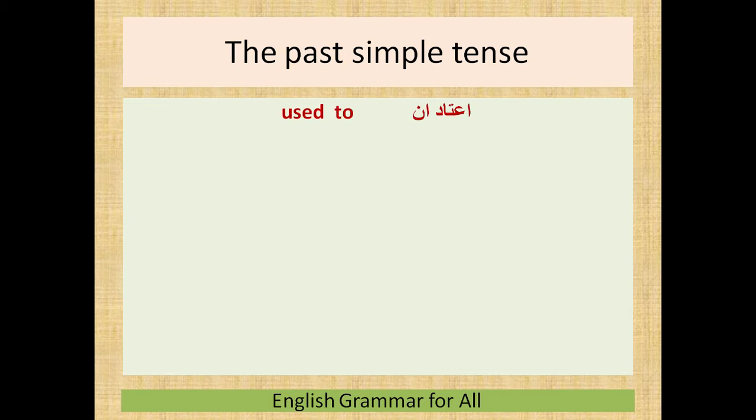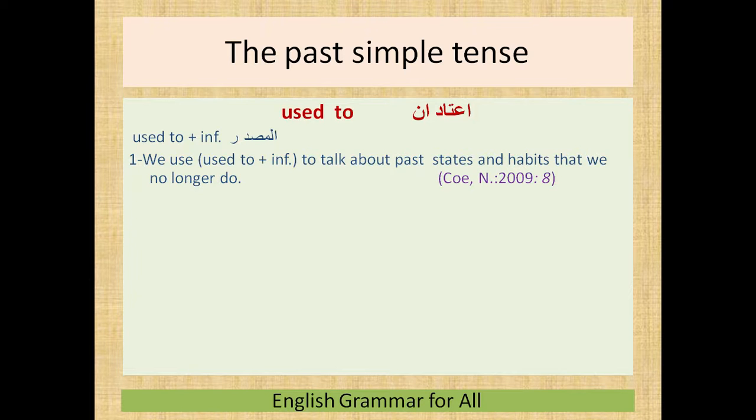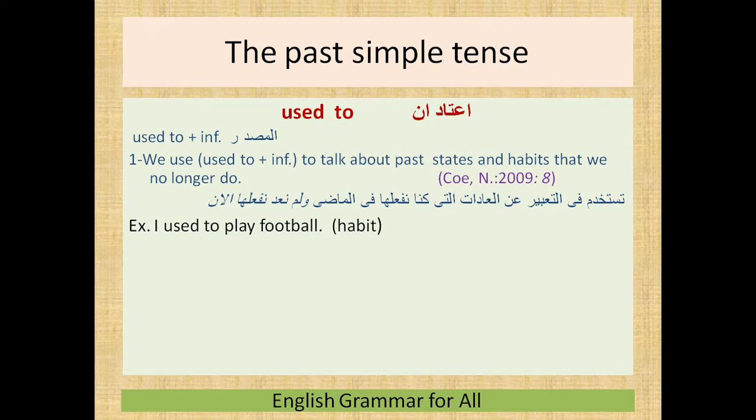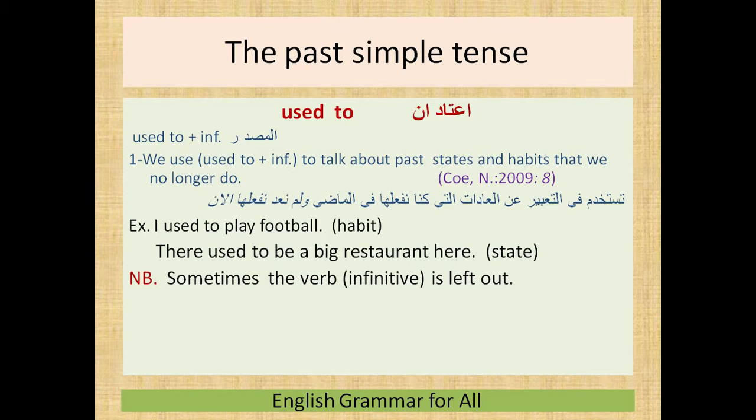Now we come to talk about used to. We all know that used to is followed by the infinitive. We use it to talk about past states and habits that we no longer do. For example, I used to play football. It was a habit. There used to be a big restaurant here. This was a state. Something has changed. The restaurant is no longer here.